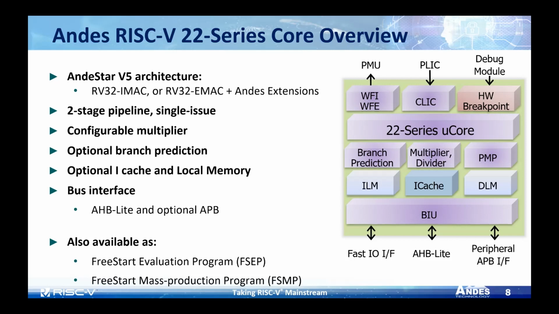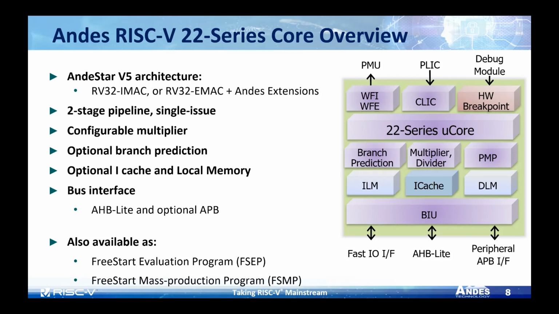Let me show you our core, the N22, which is the smallest and most power efficient core. We have a 2-stage pipeline with a single issue. We have configurable multipliers. We do have optional branch prediction, which you can activate or deactivate. There is an optional iCache. The bus interface is AHB Lite or optional APB. And this core is also available in a free starter program. That means you can go to the Andes homepage, click on a form, and download the core and start developing or playing directly with the core.